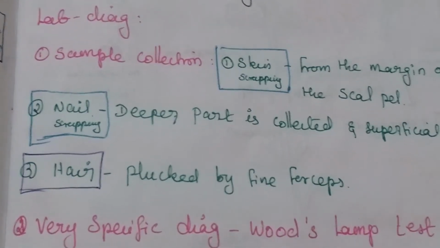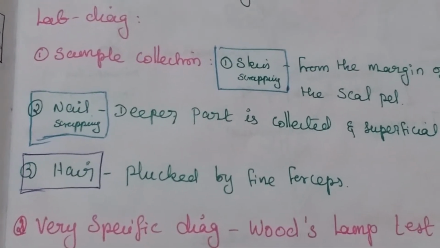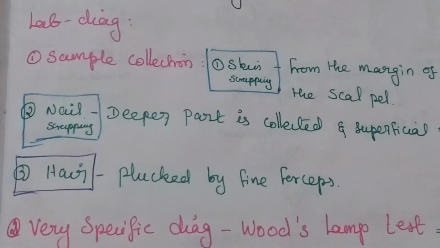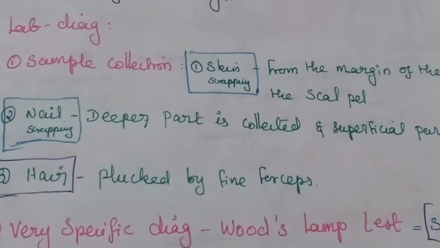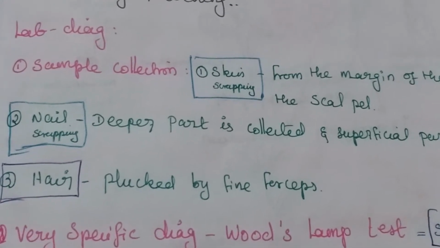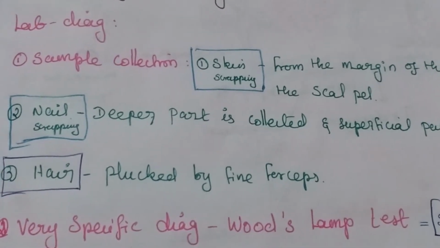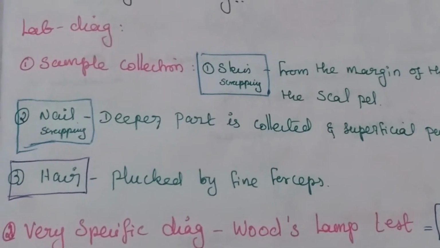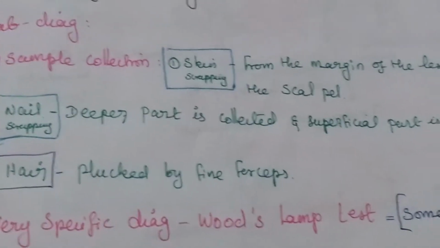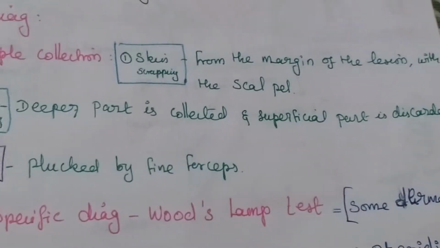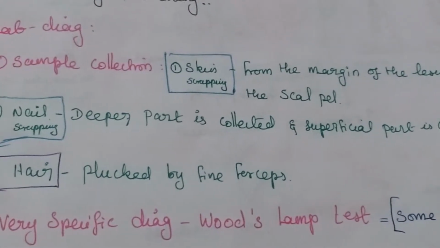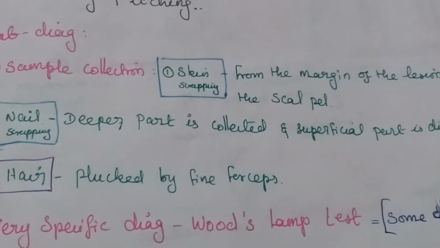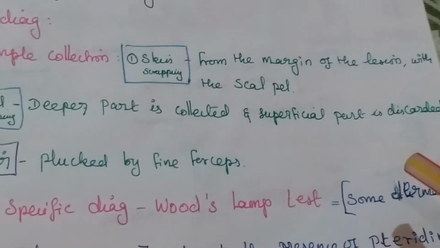Let us move on to the laboratory diagnosis of dermatophytosis. Here we are seeing sample collection. In dermatophyte identification, we are using skin scraping, nail scraping, and hair sample. For a skin sample, we use a scalpel at the margin of the lesion. For a nail sample, the deeper part is collected and the superficial part is discarded.